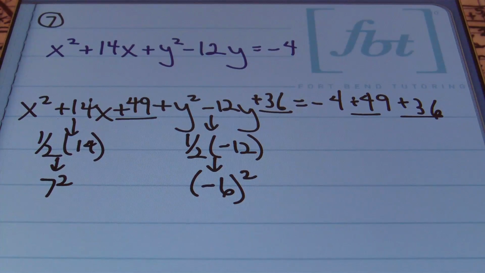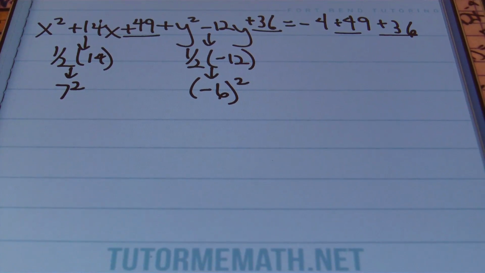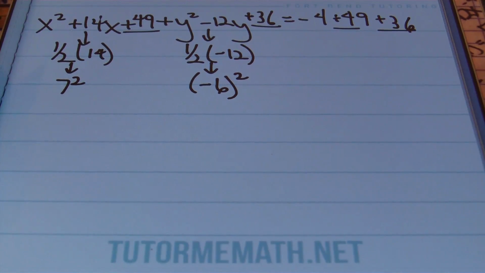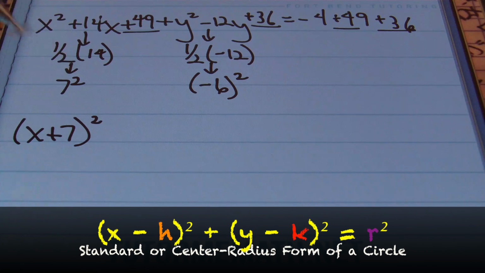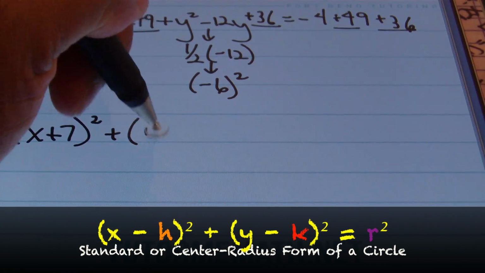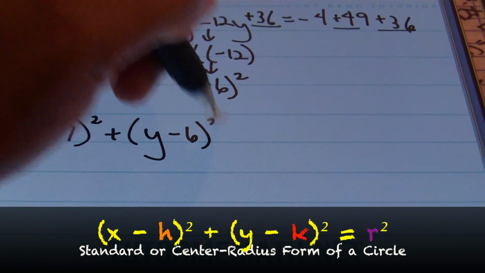Now we want to factor our newly found perfect square trinomials. So factoring x squared plus 14x plus 49, that'll give us x plus 7 squared. Factoring y squared minus 12y plus 36, what does that give us? Very good. It gives you y minus 6 squared.